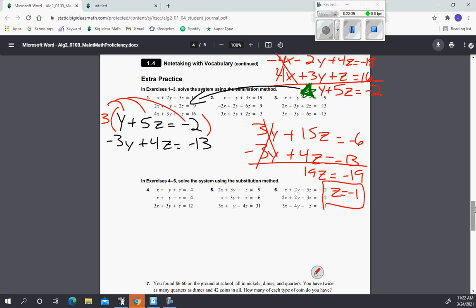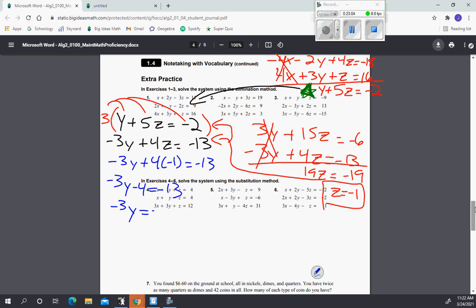We are extremely close to done. Once we find a variable, we can just plug that into one of these two equations, either this one or this one. I'll plug it in right here. We have negative 3y plus 4 times negative 1 equals negative 13. We get negative 3y minus 4 equals negative 13. We get negative 3y, add 4 to both sides, equals negative 9. We get y is equal to 3. Almost done.